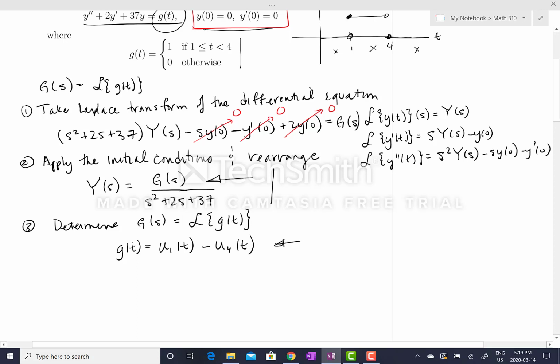That's going to allow us to easily compute capital G of s. We could use the table, or we could take the integral, the improper integral that defines the Laplace transform. So either way, we're going to get this expression here for capital G of s.